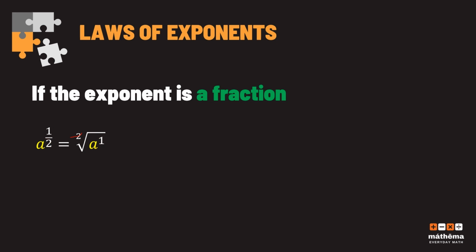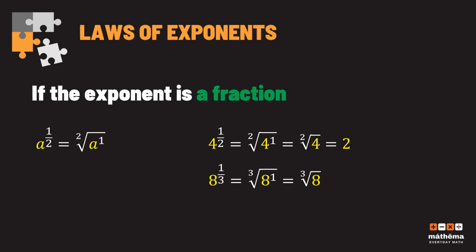Let us have an example. So we have 4 raised to 1 half. So this will become the square root of 4, that is just equal to positive or negative 2. Next, 8 raised to the exponent 1/3. The index will be 3, so this will become a cube root. So we have the cube root of 8 raised to 1, or simply the cube root of 8 will give us 2.